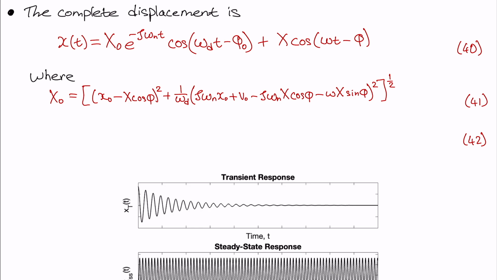So you can see here that not only do the initial conditions contribute to that transient response, but also the forcing itself contributes to the transient response.